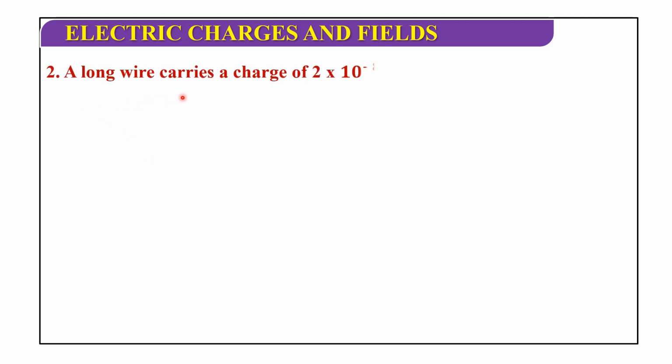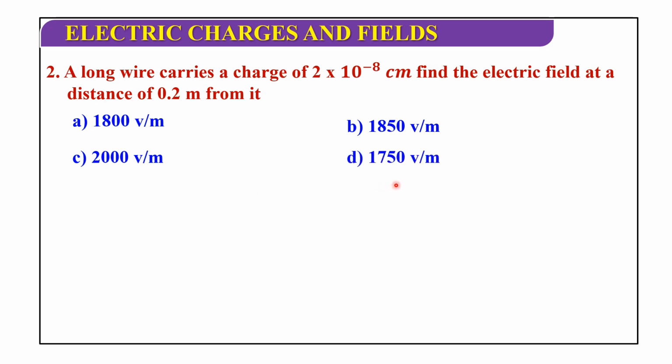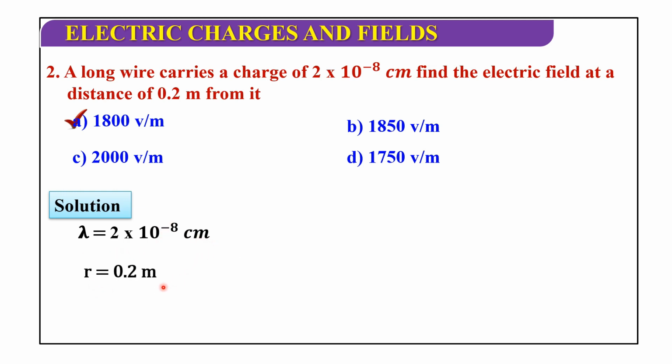A long wire carries a charge of 2 × 10 to the power of minus 8 coulomb per meter. Find the electric field at a distance of 0.2 meters from it. The options are 1800 volt per meter, 1850 volt per meter, 2000 volt per meter and 1750 volt per meter. So here the first option is correct. Let us discuss the solution.